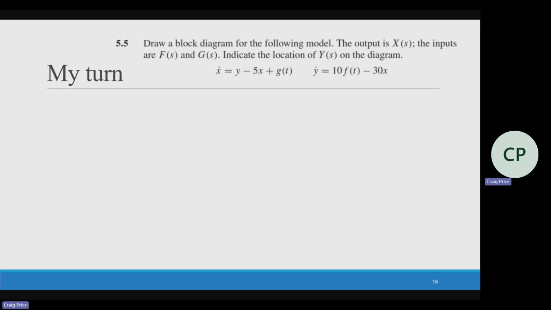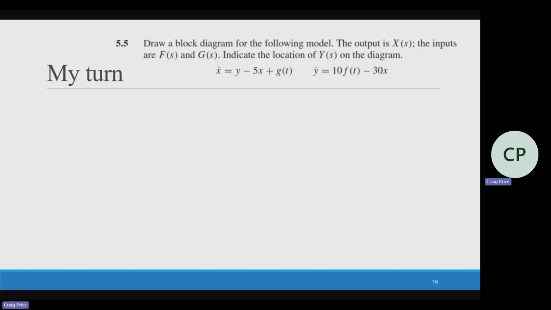Let's say we have, I've done body. I don't know what this is. Maybe it's a mechanical system because I got a force, I have X, but it really could be any kind of system. They tell us the output is X, and we have 2 inputs. So it's not just going to be one simple transfer function. I've got 2 inputs, F and G. And one other thing is they're telling us they want to indicate the location of Y on the diagram. That may be an important part. Maybe that's like something we want to be checking, like a sensor.